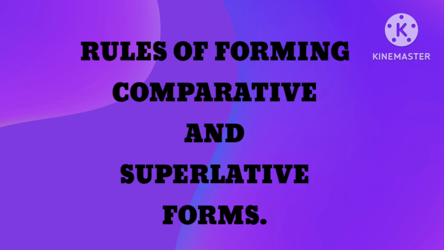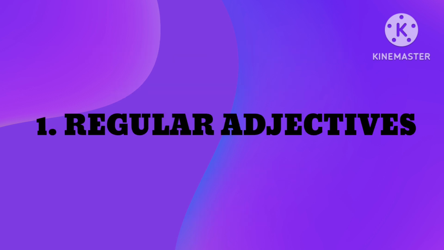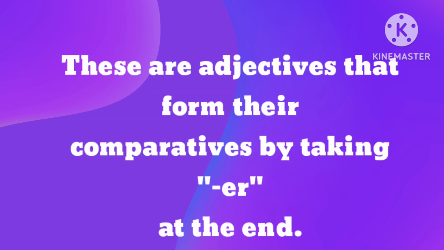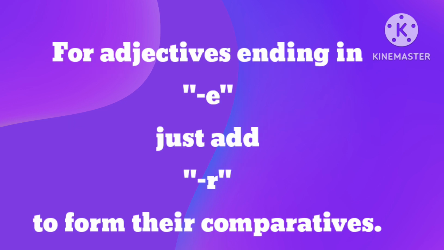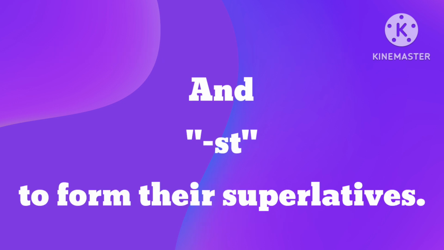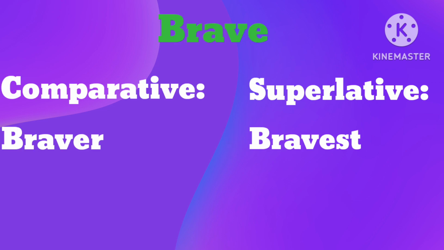Rules of forming comparative and superlative forms. 1. Regular adjectives. These are adjectives that form their comparatives by taking er at the end. And they form their superlatives by taking est at the end. For adjectives ending in e, just add r to form their comparatives, and st to form their superlatives. Examples: brave. Comparative, braver. Superlative, bravest.